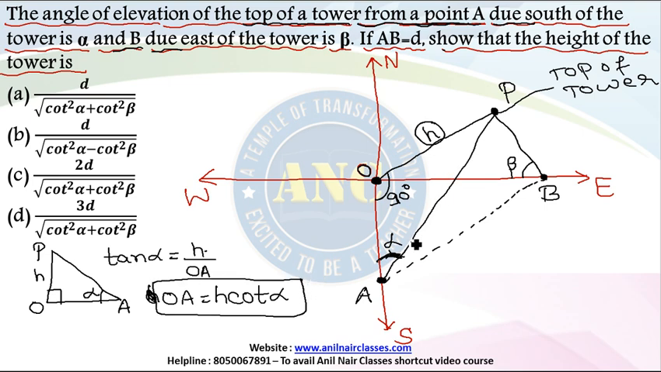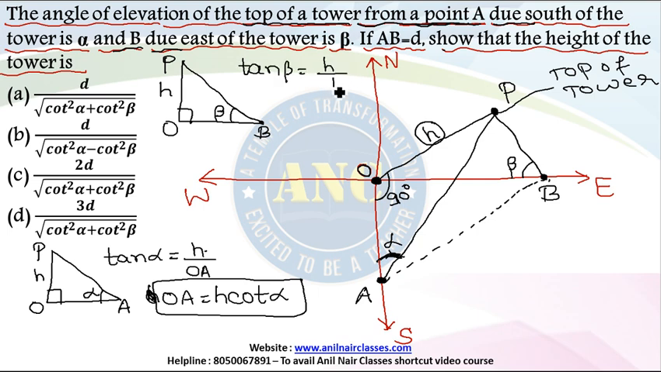Similarly, there is another triangle, that is OPB. If I take the same like this, I will draw it. OP is the height of the tower H. This is point B, and it is making an angle of elevation beta. This is 90 degrees. Same thing. Tan beta is nothing but H divided by OB. OB is nothing but H divided by tan beta, or it is H cot beta. Equation 1 is OA is H cot alpha. Equation 2 is OB is H cot beta.